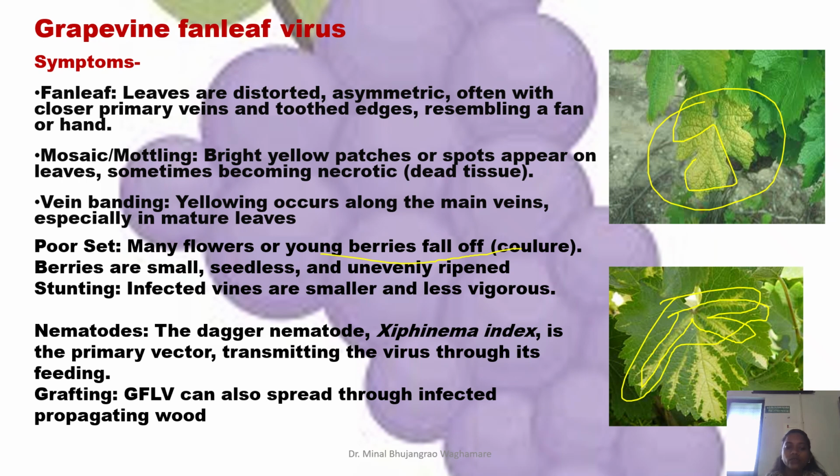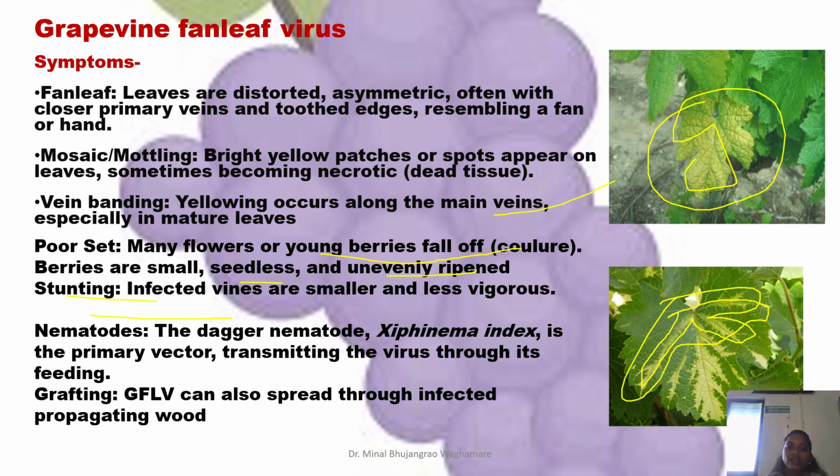Berry size also gets reduced, and berries are seedless and unevenly ripen, we can see. The plant shows a stunting appearance. As it is a viral disease, stunting of the plant is a common symptom. Here also we can see stunting of the plant occurs. The yellow patches and yellow spots on the leaves get a dead necrotic appearance at the end, and we can find a vein banding pattern. Berries get reduced in size and stunting of the plant takes place.